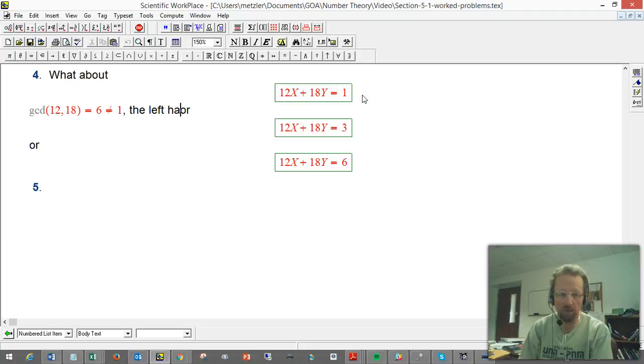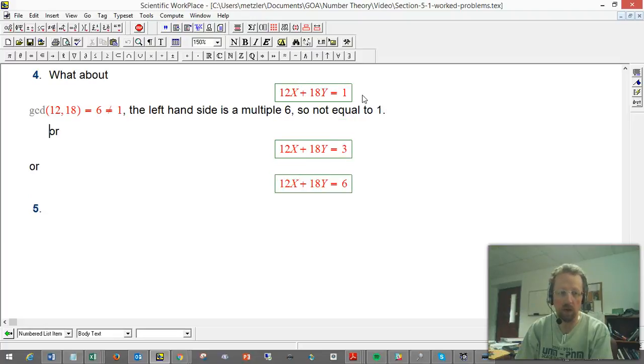The left-hand side is a multiple of 6. It's just the linear combination lemma. Okay, I'll capitalize that. Now it's the start of a sentence. Okay, so this is impossible. No solution.